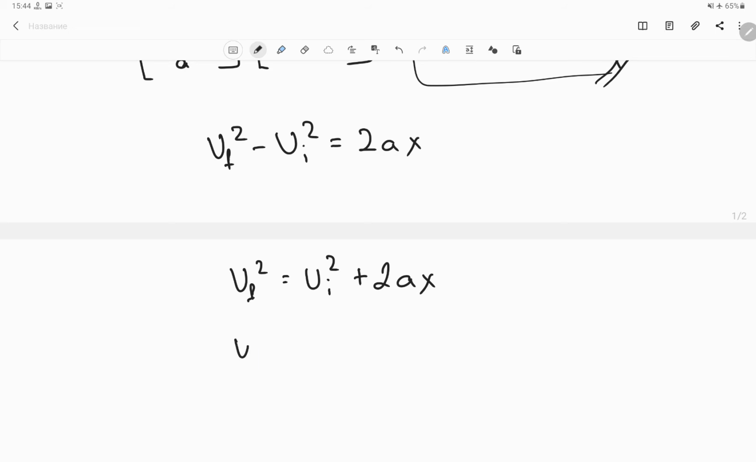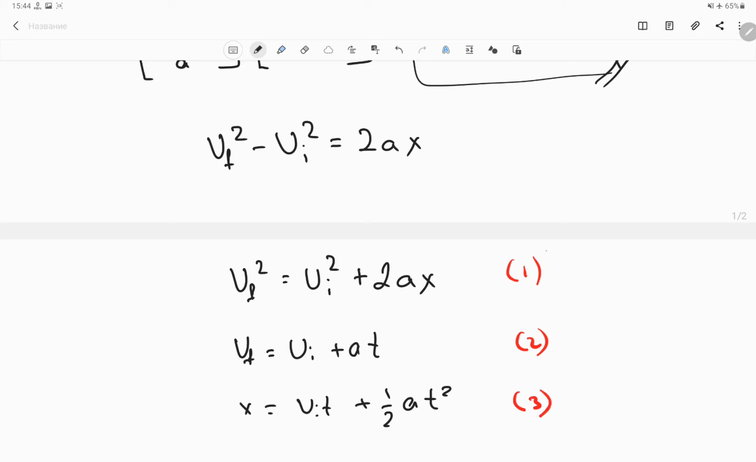Let me repeat the first one. Final velocity equals initial velocity plus at, and displacement equals initial velocity times t plus 1/2 at squared. Very important three equations that you can use only if you have a motion with constant acceleration.